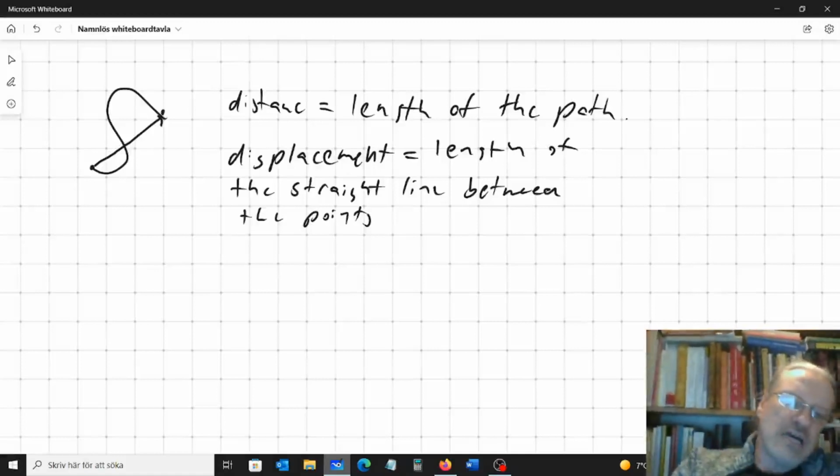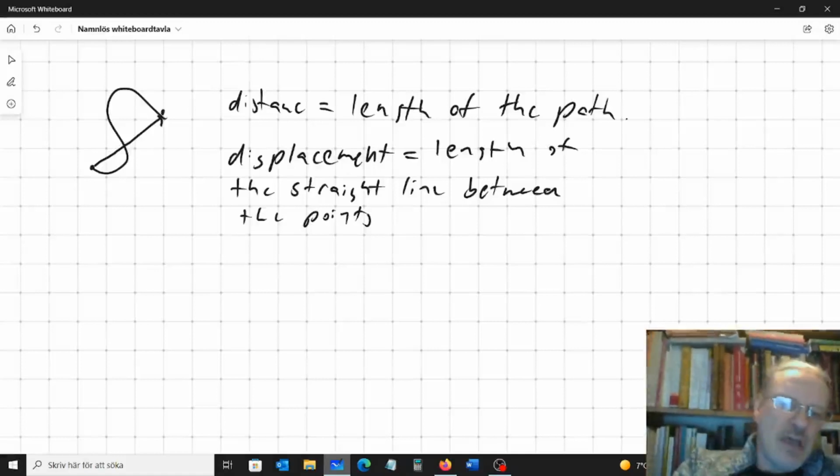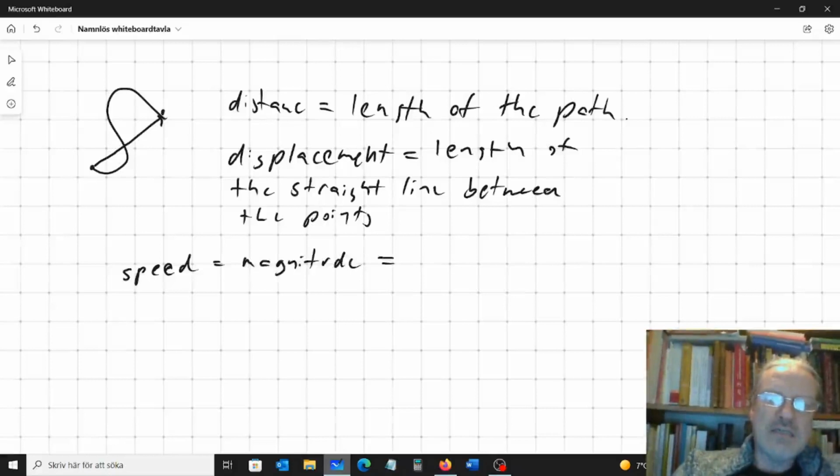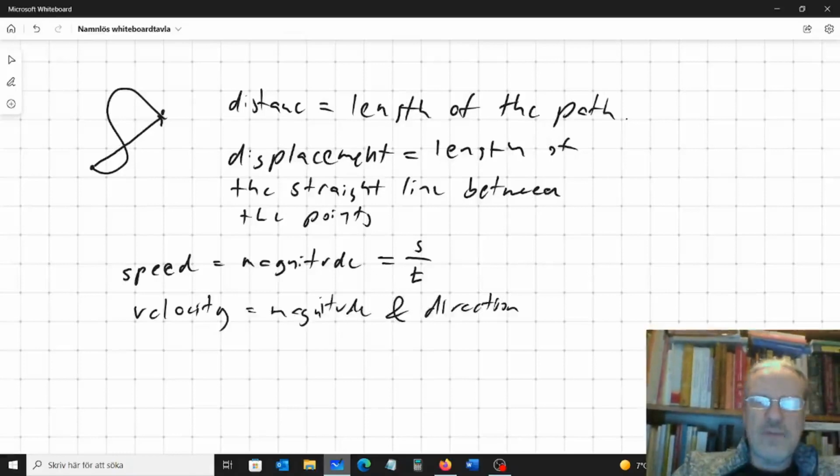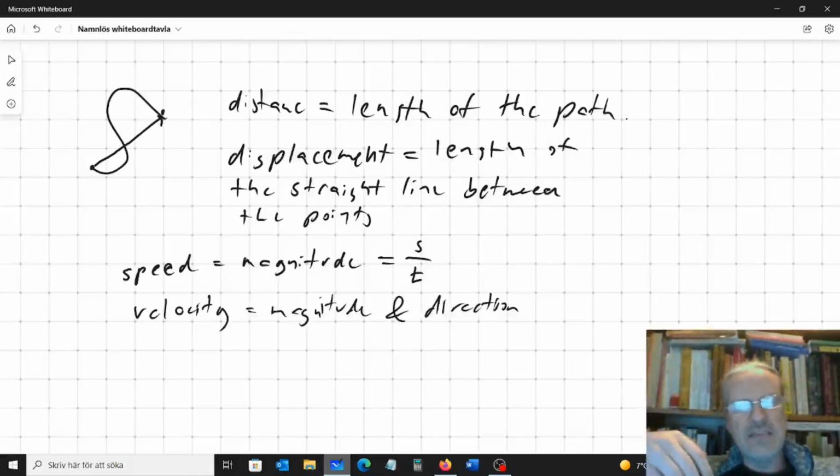Then we also have speed versus velocity. Speed is just the magnitude, calculated as the distance divided by the time, whilst velocity has magnitude and direction. It's still calculated as the distance over time, but now we need to care about what direction we are moving.